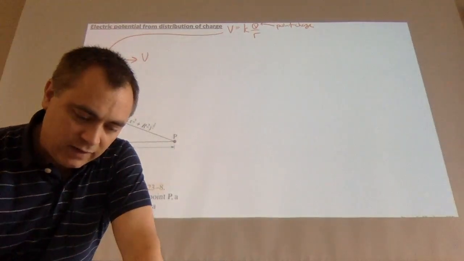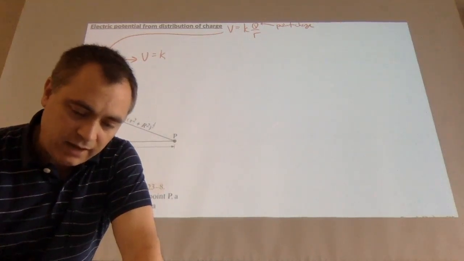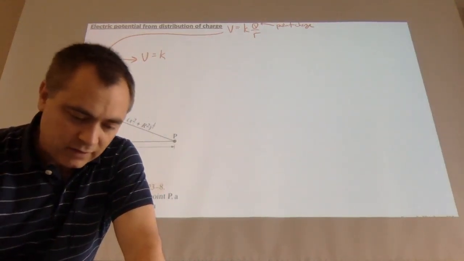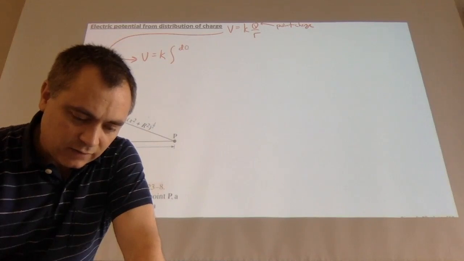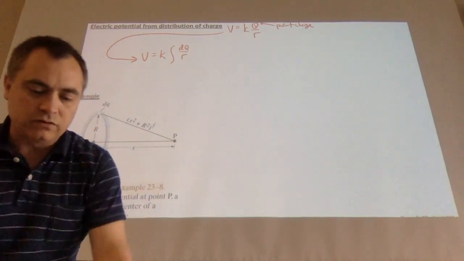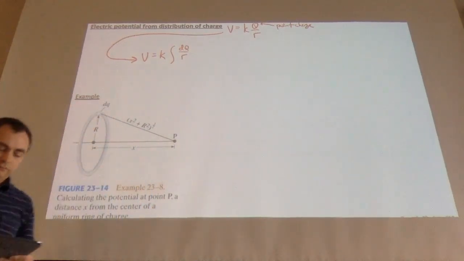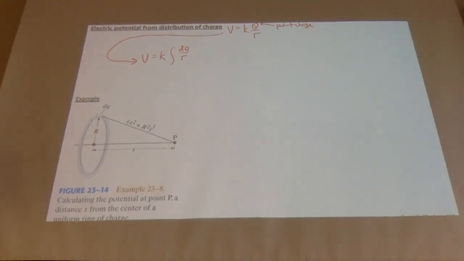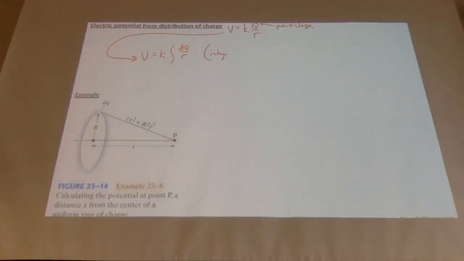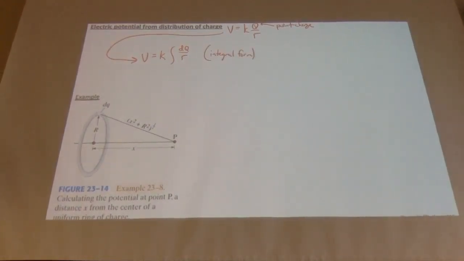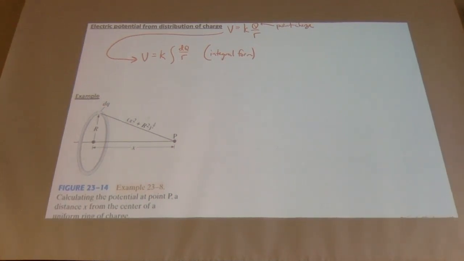So I could write V as k, or 1 over 4 pi epsilon naught, times the integral of dq over r. And we'll call this the integral form of the exact same equation. It's just that now we're breaking up the charge into little segments of charge.